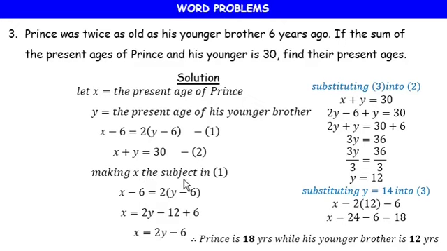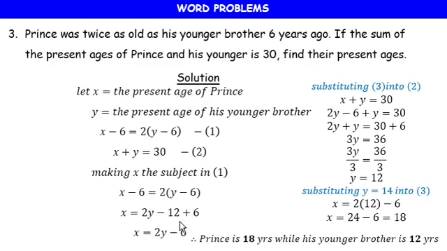So we want to make X the subject in equation 1. So you're going to have X minus 6 equal to 2 into bracket Y minus 6. So you're going to expand this bracket, and you're going to have X equal to 2Y minus 12 plus 6. Actually, I brought the minus 6 here straight away, right? So the bracket will give us 2Y minus 12, and then I brought a negative 6 here, so it became plus 6. So you're going to have X is equal to 2Y minus 6. So negative 12 plus 6 will give you negative 6. So this becomes sort of our equation 3.